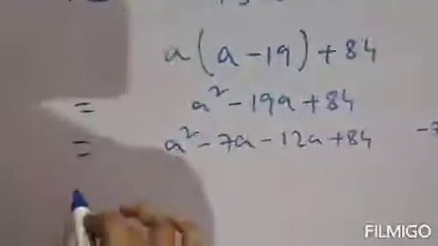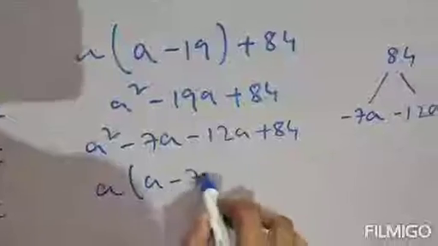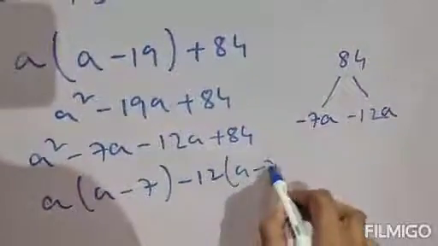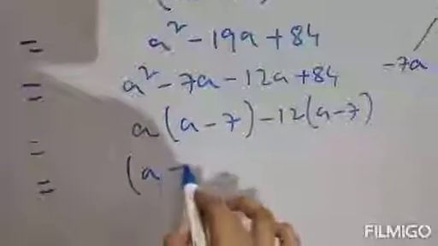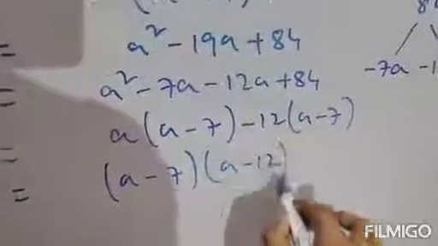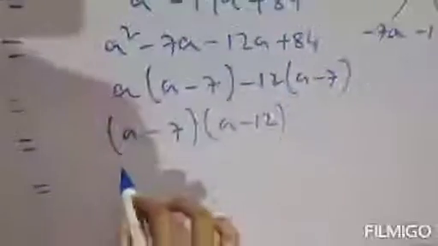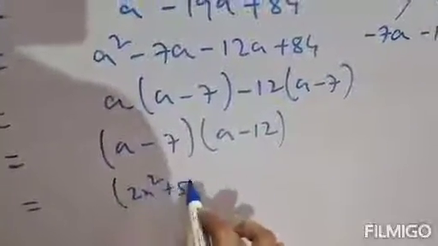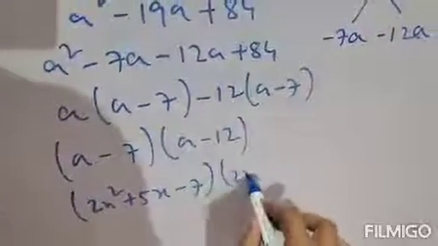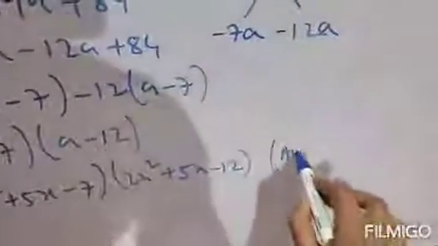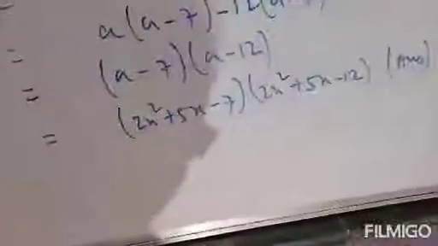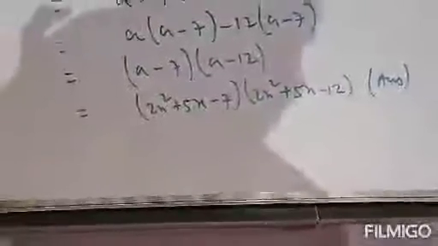Now take out common a minus 7, and take 12 as common. This is also a minus 7, that is minus 12 plus 84, so a minus 7 and a minus 12. Now put the value of a as 2x square plus 5x, so this is 2x square plus 5x minus 7, and 2x square plus 5x minus 12. So this is the final answer: 2x square plus 5x minus 7 and 2x square plus 5x minus 12.